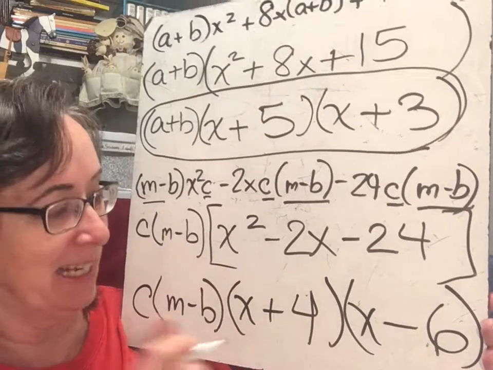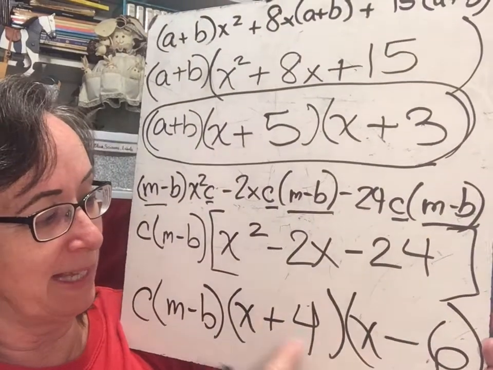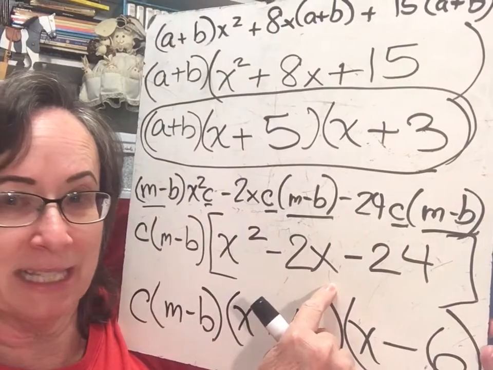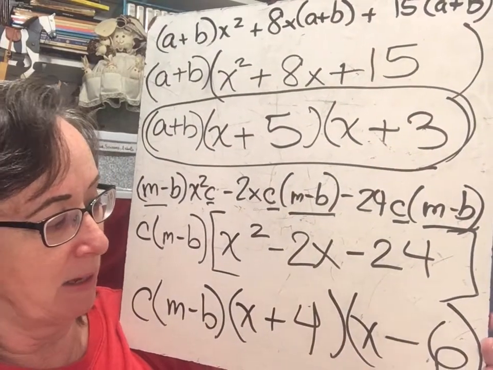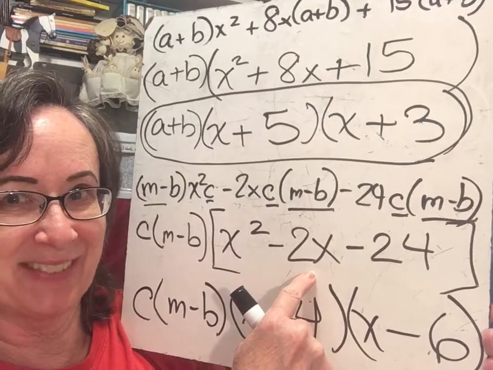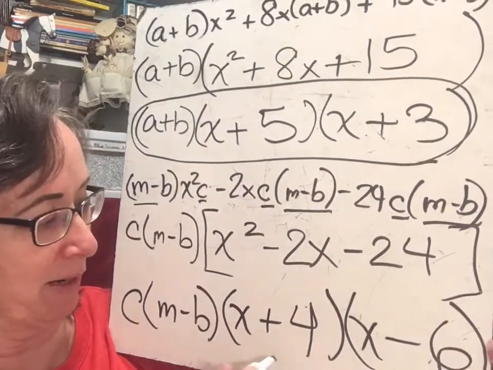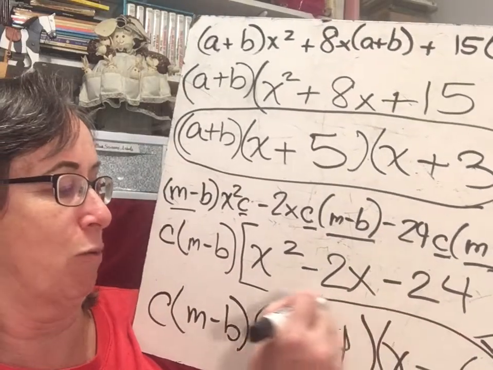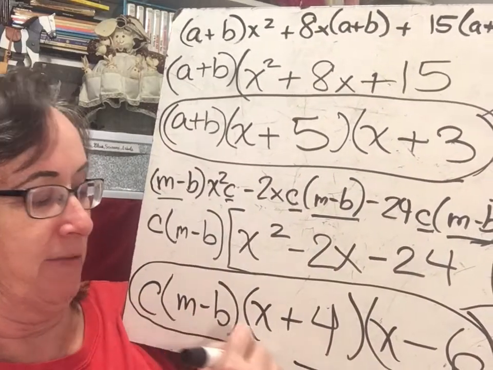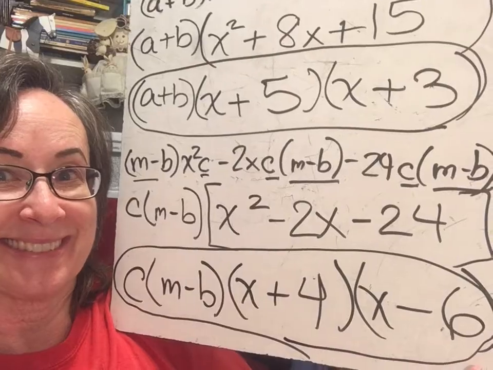Now let's check it. If I FOIL this part back together, do I get this part here? 4x minus 6x is a negative 2x, and a 4 times a negative 6 is a negative 24. So this big whopper right here is my final answer.